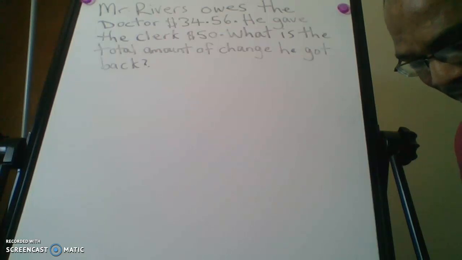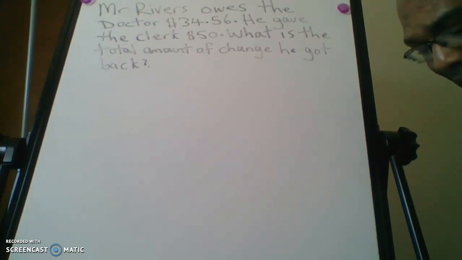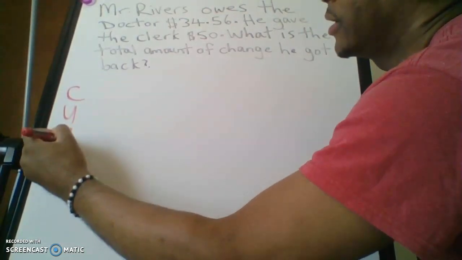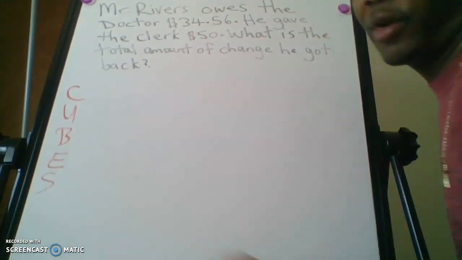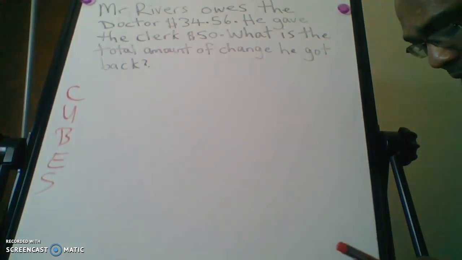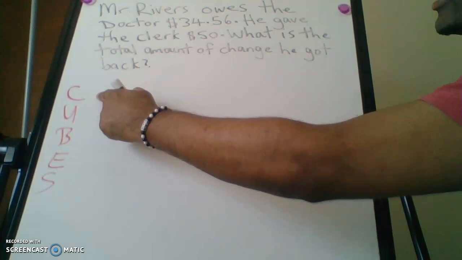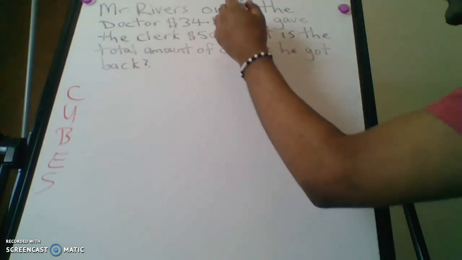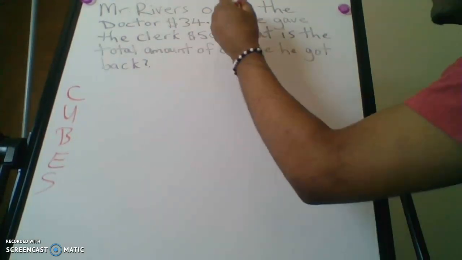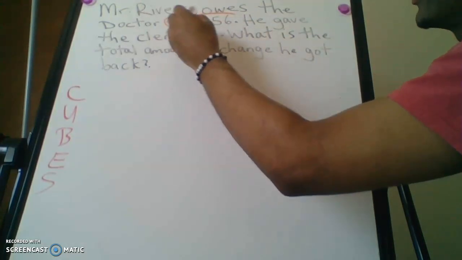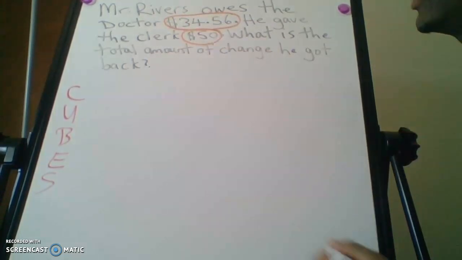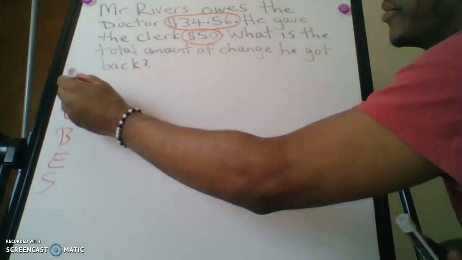Okay, so to solve this problem, like I solve all my problems, I am going to use cubes. And I'm going to write cubes in the corner here so you could see. I always use cubes to unwrap my problem so that I know I fully understand the problem. What am I dealing with? I'm going to circle all the key numbers that help me solve this problem. I'm going to use a bright color. I'm going to circle the amount of money Mr. Rivers is owing the doctor and the amount of money he gave the clerk. These are the two numbers I'm going to use to help me solve my problem.